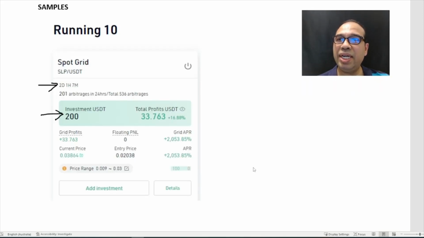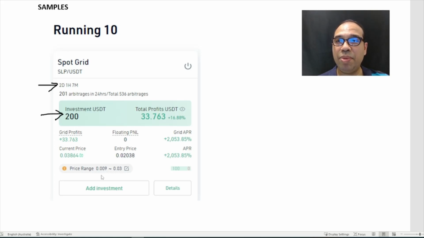Before I jump in and start explaining how it works, I'm going to show you some snips of the 10 bots which have already been running for the last 2 days. You can see 2 days and 1 hour. The investment was $200. Instead of putting $1,000, I put $200, and in 2 days this bot made a profit of $33 US. The grid profit is 33% and the APR is 2053%, which is quite good. And the range is between 0.09 and 0.03.